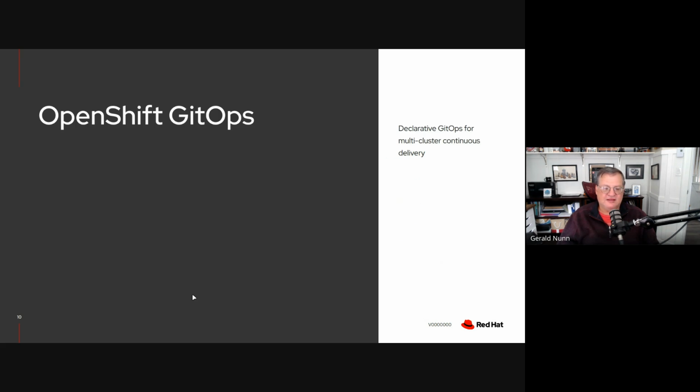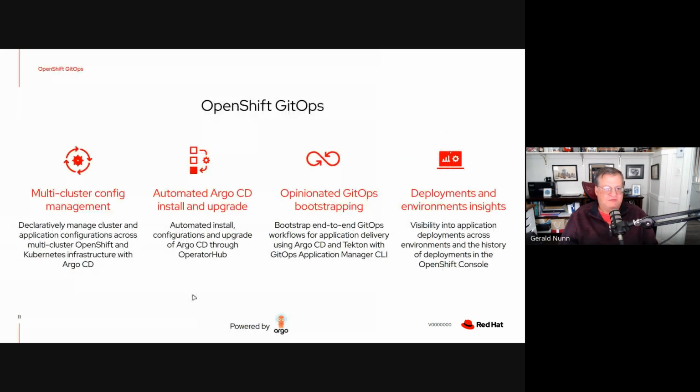All right, so let's get into OpenShift GitOps in terms of what our implementation is on OpenShift for GitOps. So OpenShift GitOps is an operator that is deployed on OpenShift, and really it provides a number of key capabilities.